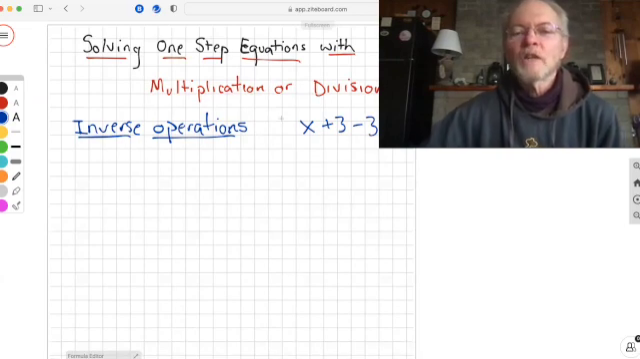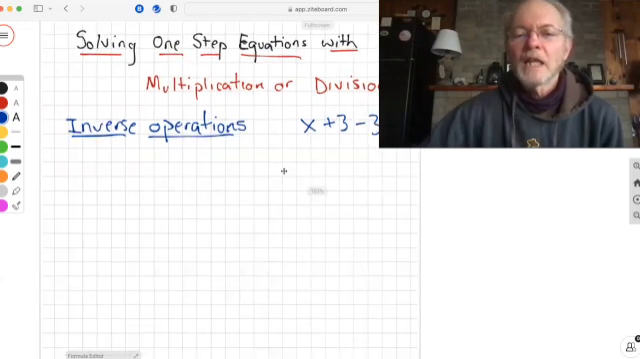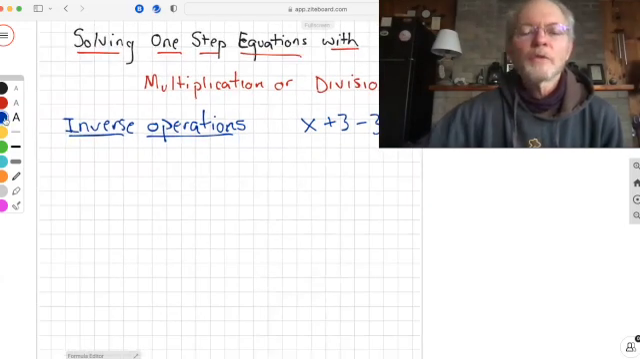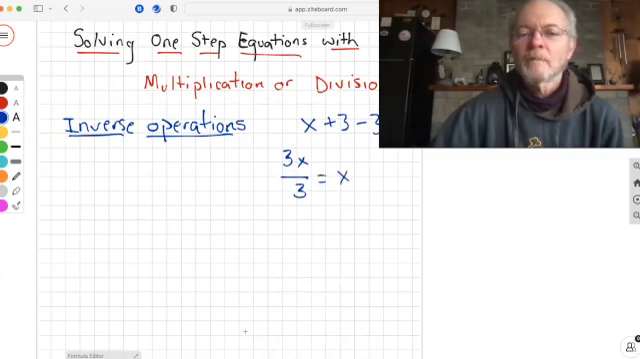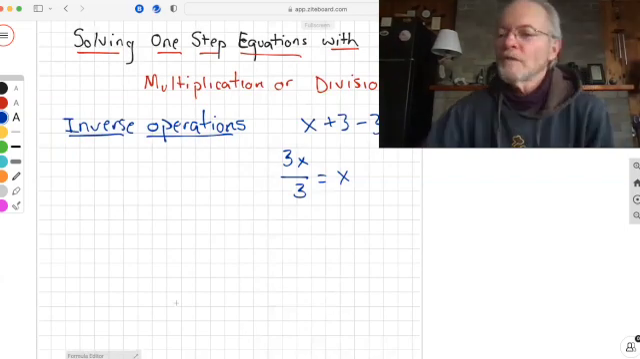Well, multiplication and division are also inverse operations. If I have 3 times x, and I divide that by 3, I will also undo that times 3 with divided by 3 and get back where I started. So let's use that to do a few examples.